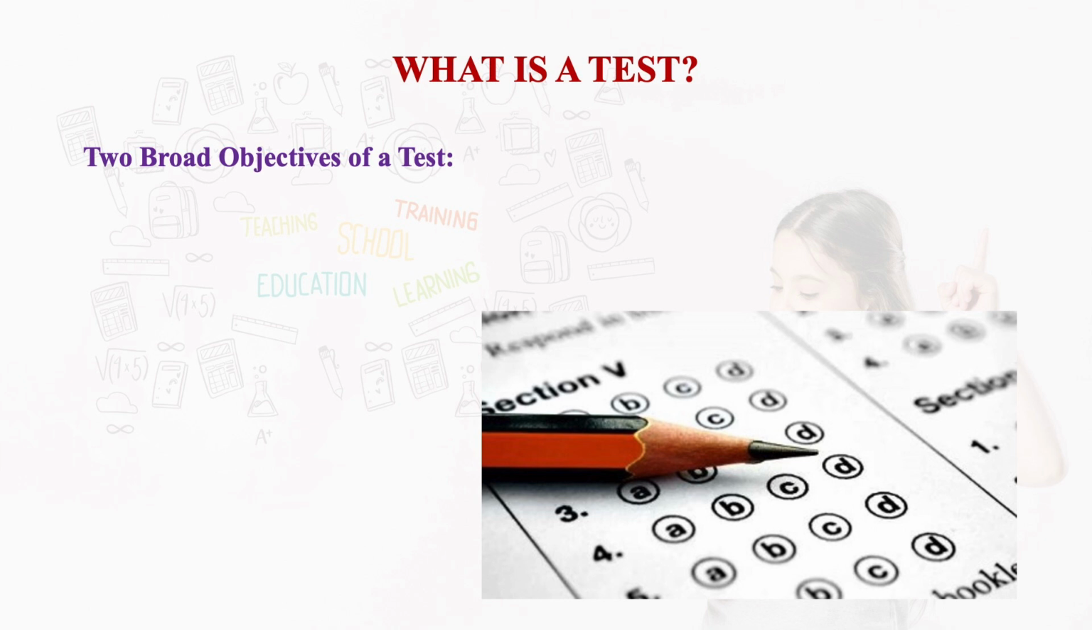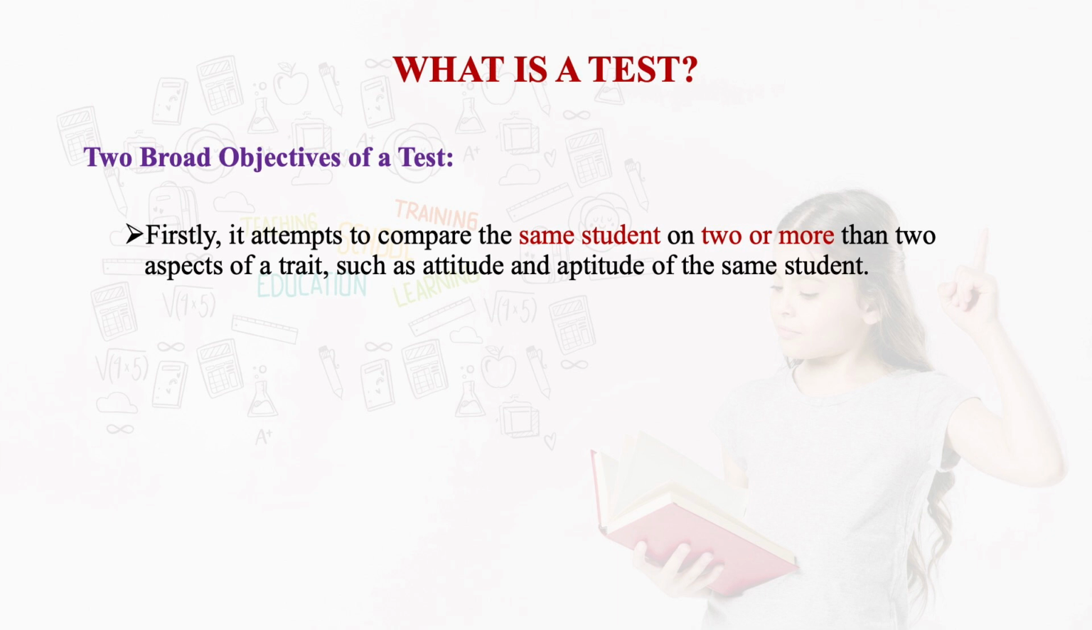Then further, to understand more about a test, we can say that two broad objectives of a test are there. Firstly, it attempts to compare the same student on two or more aspects of a trait, such as attitude and aptitude of the same student. So you can administer many variables or many tests upon the same students. Varieties of tools will be used upon one student.